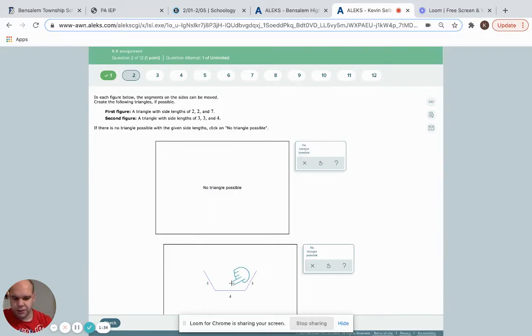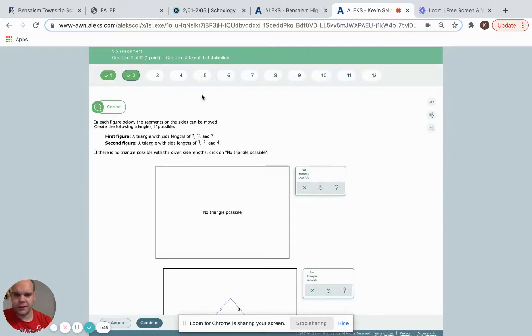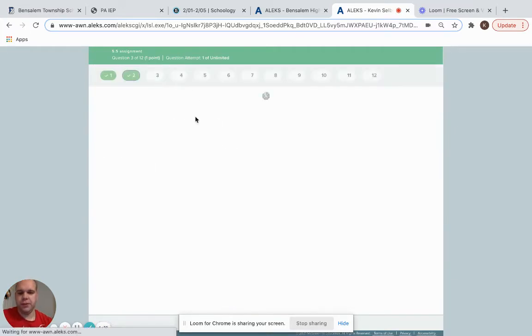For this one, it's 4, 3, and 3. If we drag these a little bit closer, as you can see, it does make a little triangle. So for that, I'm just going to hit check. Perfect. All right, then I'm going to go to number 3.